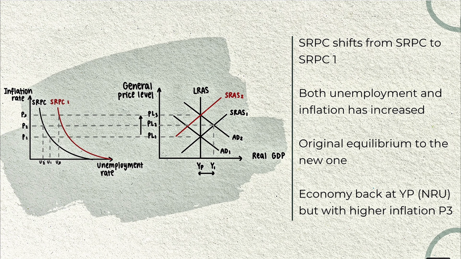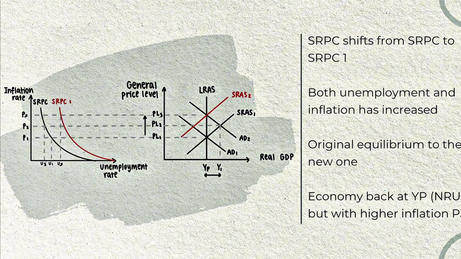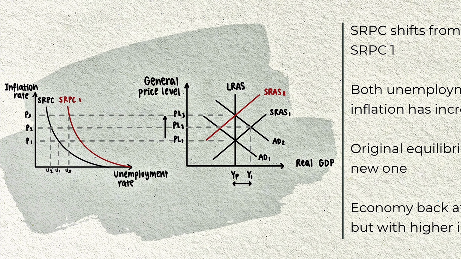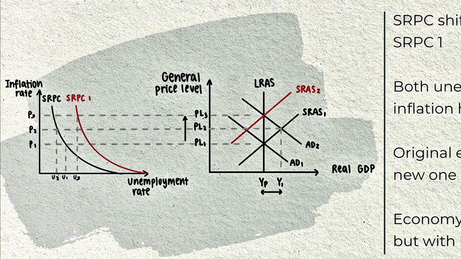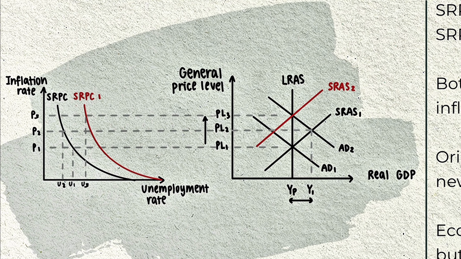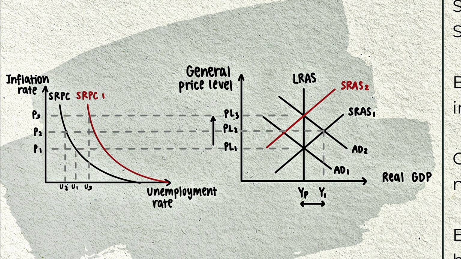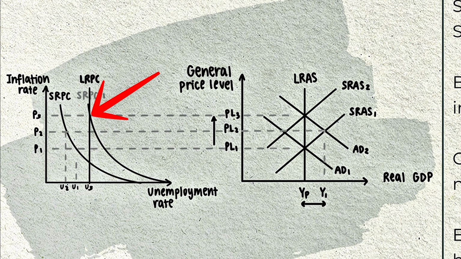And at the same time, the short-run Phillips curve shifts from SRPC to SRPC1. The reason for this is that both unemployment and inflation have increased, but in the long run, the economy will go back to YP, which is the natural rate of unemployment, but with a higher inflation of P3, which is where our long-run Phillips curve will sit.